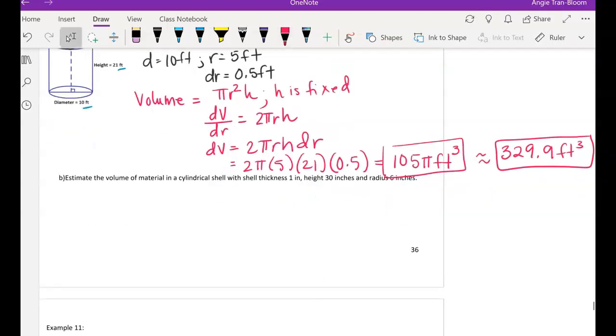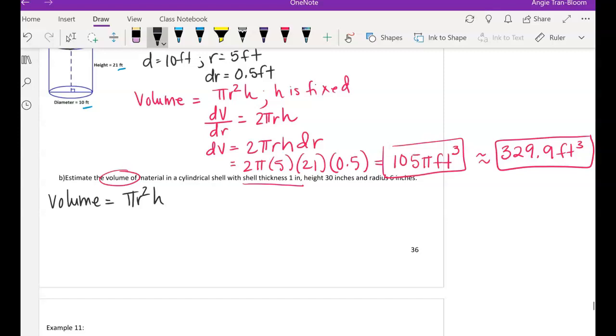So here's part B. Estimate the volume of material in a cylindrical shell with the shell thickness now being 1 inch, and they give you a new height, a new shape. The new height is 30 inches, and the radius is 6 inches. Same thing, it says estimate the volume. So the first thing you want to do is write down the volume formula. Volume is pi r squared times h.